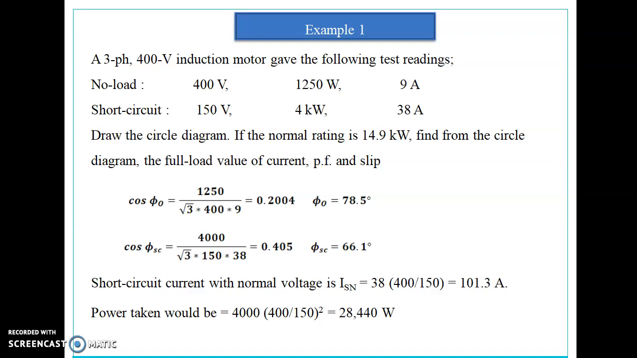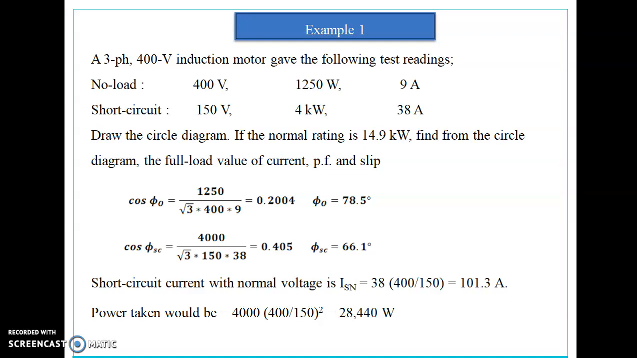Along with it, the normal rating is given as 14.9 kilowatt, and from the circle diagram we need to compute the full load current, power factor and slip. So let's start our calculations for the construction. As I mentioned earlier, we need to compute phi 0, phi SC and ISN using the expressions which we have already discussed. ISN is equal to 101.3 and I0 is equal to 9 ampere.